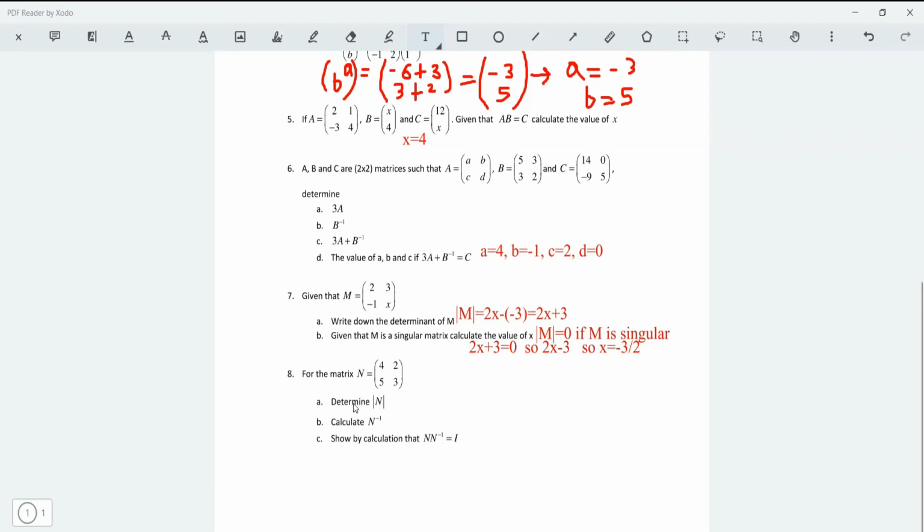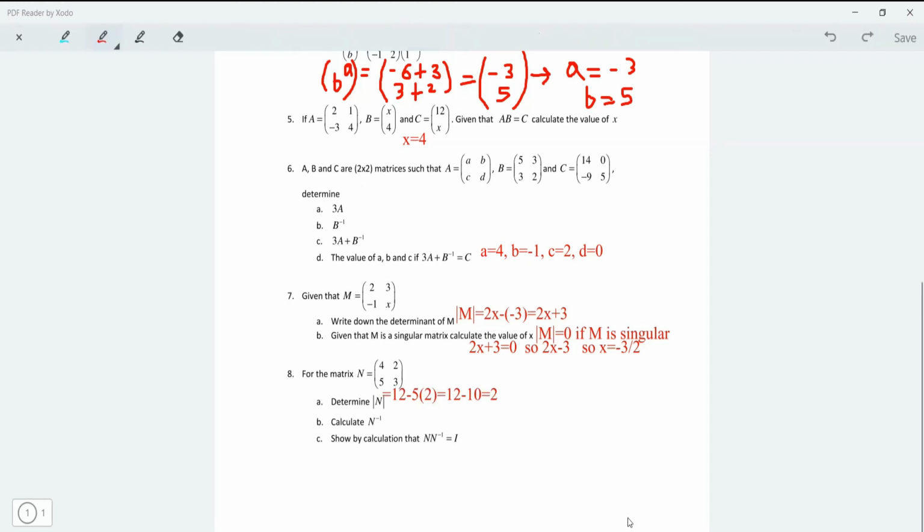This question here says determine the determinant of N. Again, you multiply the product of the leading diagonals, 4 times 3 is 12, minus the product of the non-leading, 5 times 2, which is 10. So we end up with 12 minus 10, which is 2. Then it says calculate N inverse.